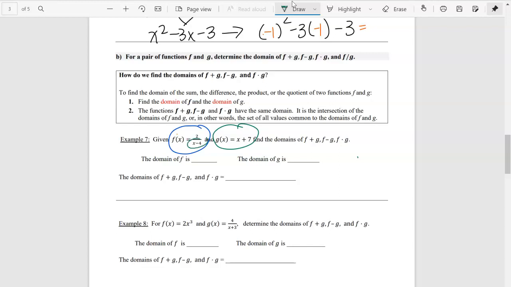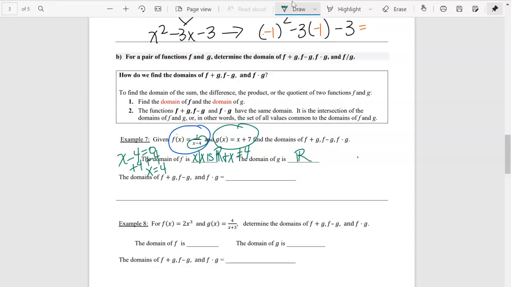So right here, where x minus 4 is equal to 0, when we solve this by adding 4 to both sides, we're going to get 4 here. So the domain of f is all x's such that x is a real number and x is not equal to 4. Now the domain of g is just all real numbers because it doesn't have a fraction or anything.